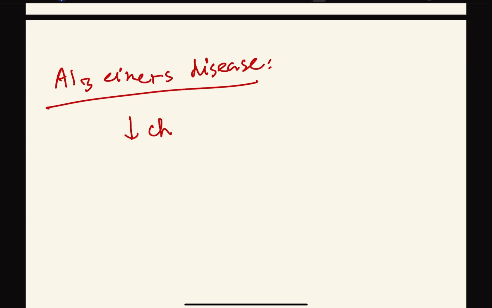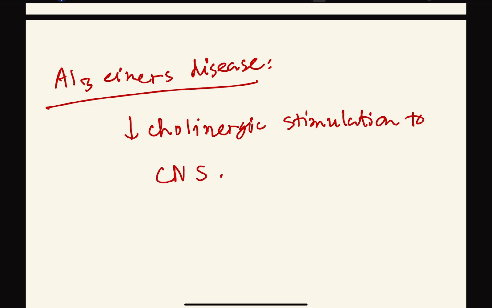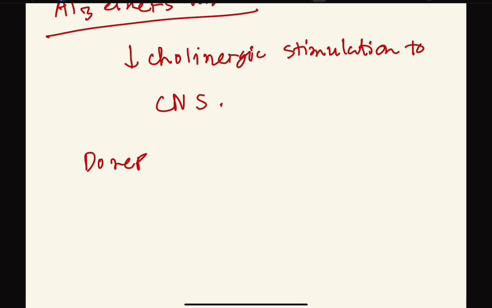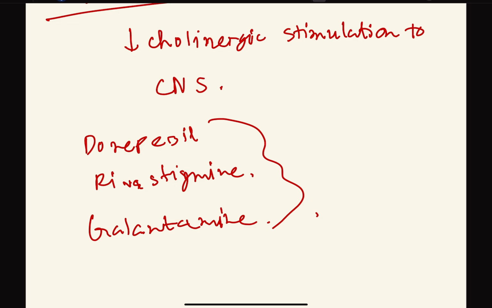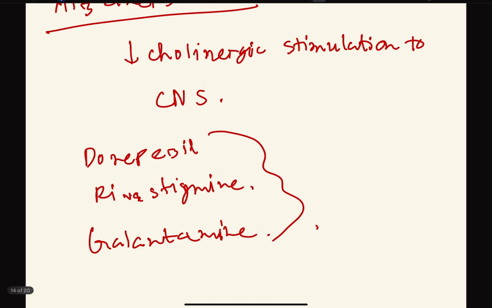Then there is another condition called Alzheimer's disease, and there is a decrease in cholinergic stimulation to the CNS. In Alzheimer's disease, we use donepezil, rivastigmine, and galantamine. We use these drugs because they are tertiary amines, and they can easily cross the blood-brain barrier and increase the acetylcholine in the central nervous system, and that improves Alzheimer's disease.